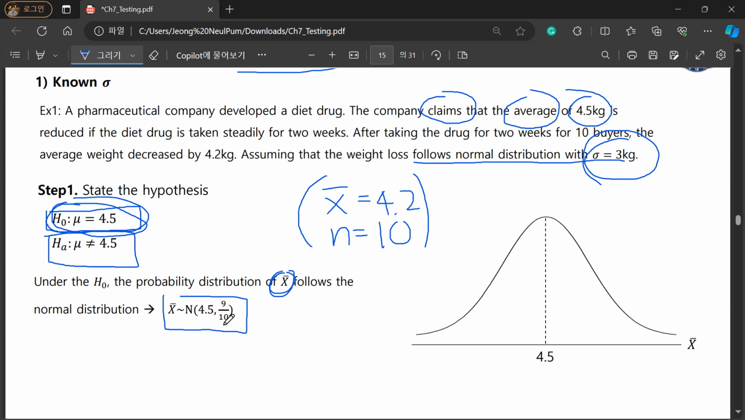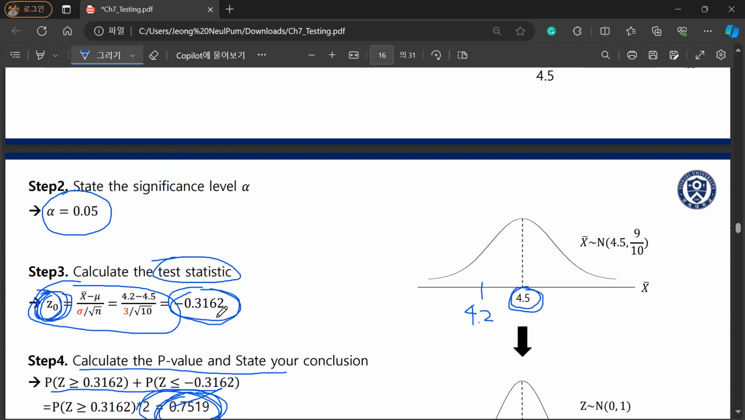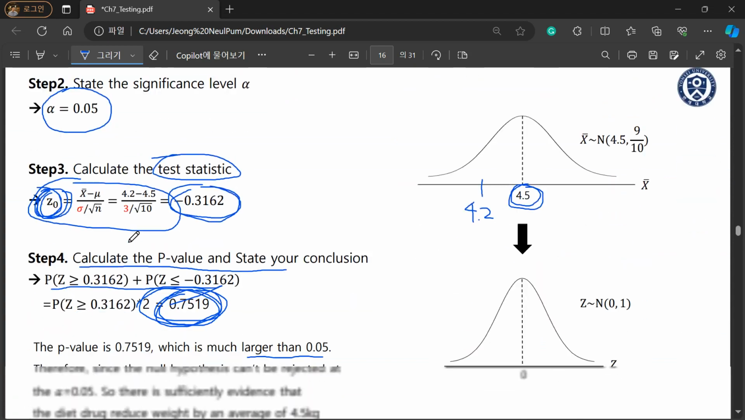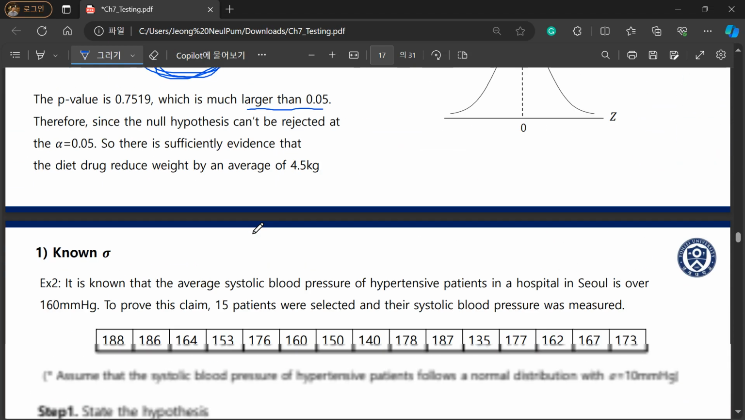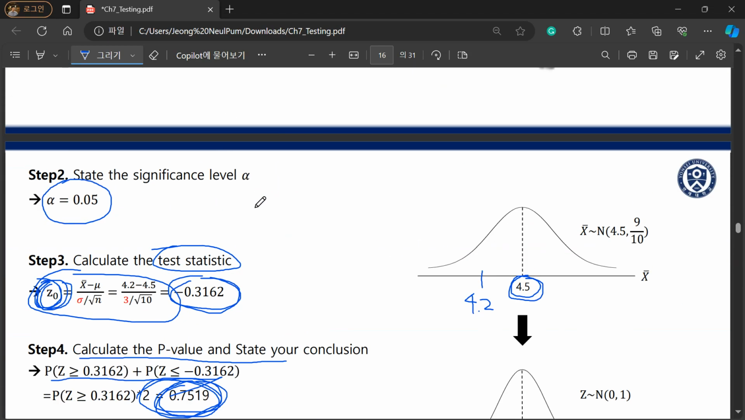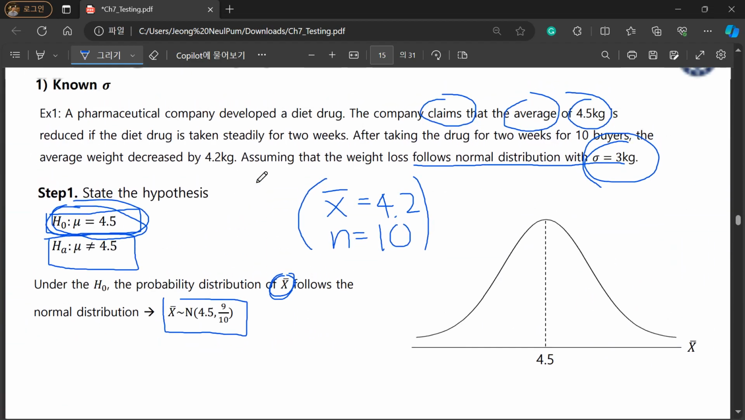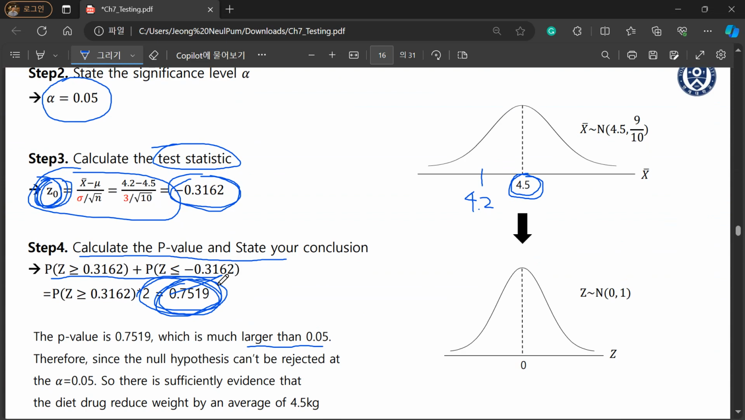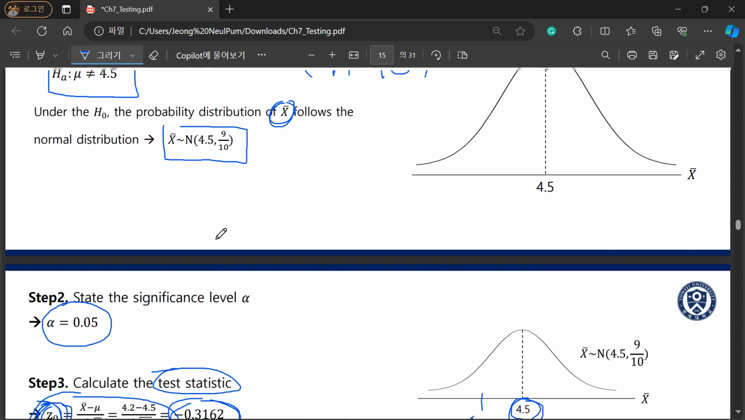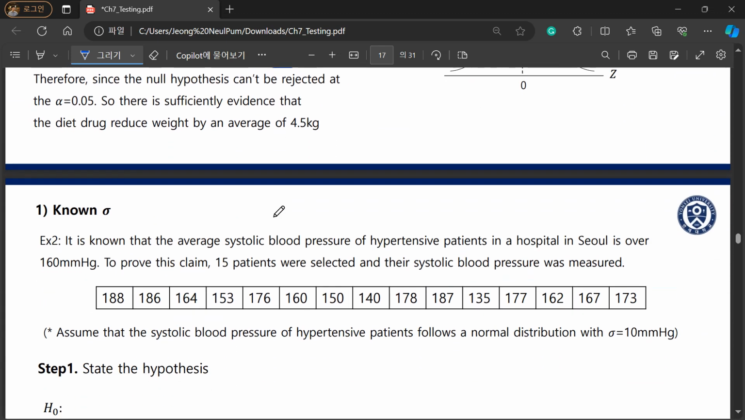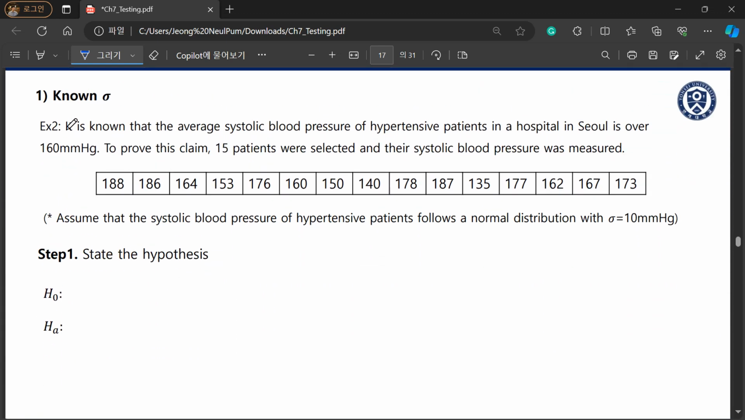So what I did is nothing but calculating the test statistic or the p-value here. There's no difficulty in calculating this value if you are already familiar with the theoretical background of hypothesis testing. And let's go to example number 2.